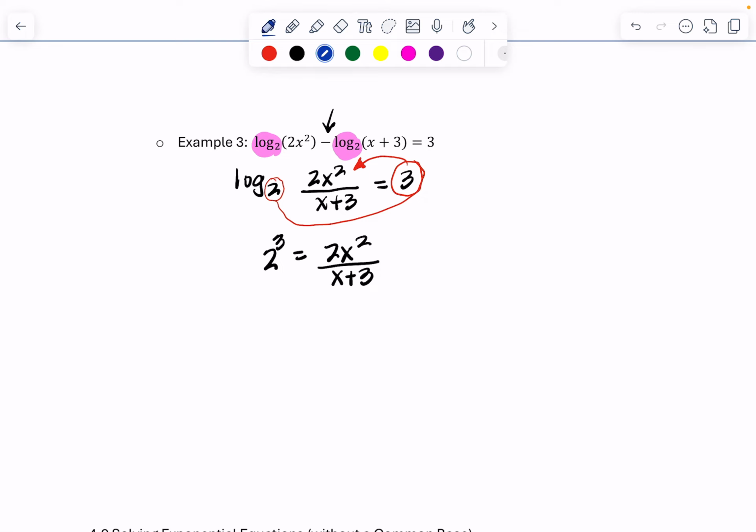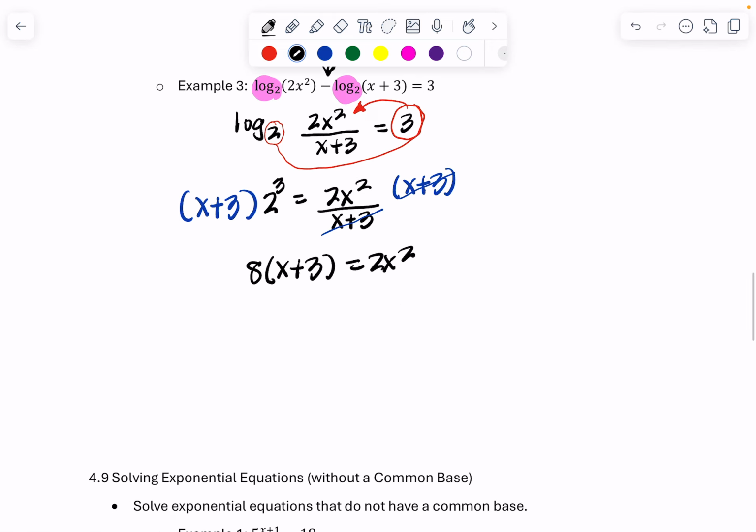I know some people still struggle with it. They're like, how do I solve that? Okay, well, you want to multiply by what's on this bottom. Oh, I'm writing the wrong thing. You want to multiply by what's on this bottom. So this is x plus 3. So I'm going to multiply that on both sides here. And then that cancels here, you see? So then over here I have 8, because 2 to the 3rd is 8, times x plus 3 equal to 2x squared. So yes, I know you see it, distributive property.